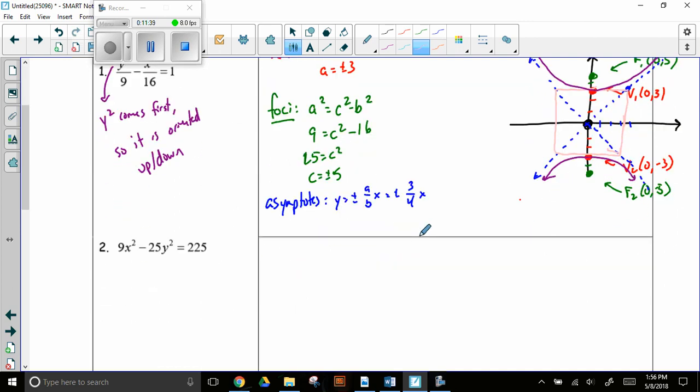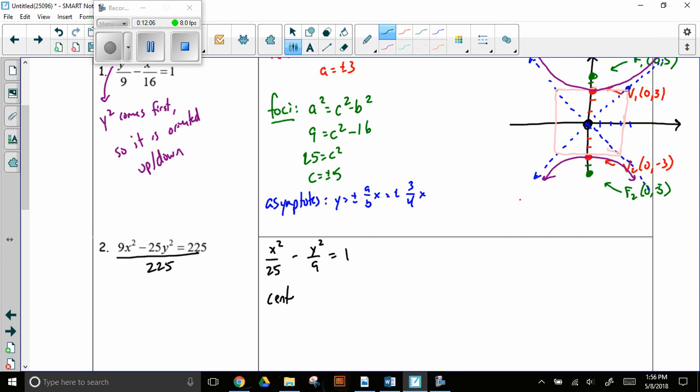Okay, so that's when it was centered at 0, 0. We're going to stay centered at 0, 0 for a little bit because the asymptotes are a little bit hard to keep track of if they're not. Just like yesterday, we have to set it equal to 1. So our first step is going to be dividing everything by 225. When we do that, we end up with the equation x squared over 25 minus y squared over 9 equals 1. And so now we have the format that we need.